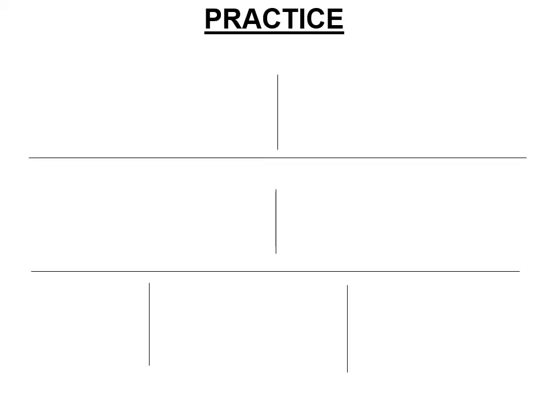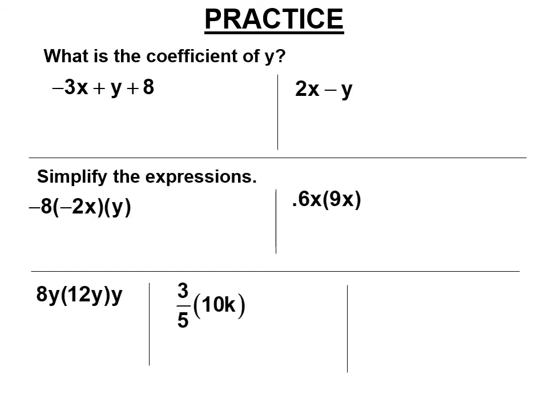Okay, so let's do some practicing here. So what is the coefficient of y? It is 1 in this first one. The coefficient of x is negative 3. What's the coefficient of y over here? It is negative 1. That's 2x minus 1y, but the coefficient is negative 1. Coefficient of x is 2. Negative 8 times negative 2 is positive 16, and you bring x and y along. It's 16 times whatever x is times whatever y is.